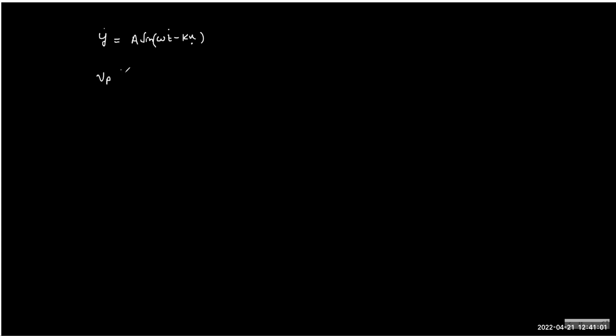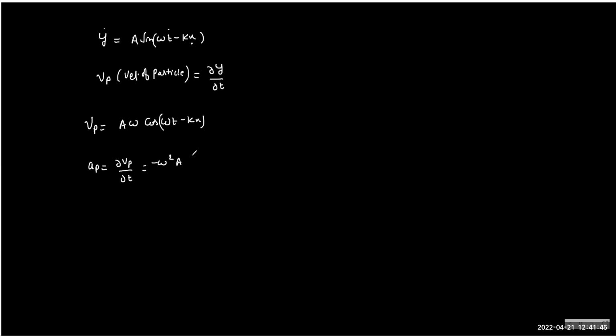So finding the velocity of the particle means differentiating y with time, because it's a multivariable function. So we use the partial derivative to get the velocity of the particle. So Vp we can write as del y by del t, and if you differentiate with time, you get a omega cos of omega t minus kx. If you want to know the acceleration of the particle, then differentiate once more. You get minus omega square a sine of omega t minus kx, and the kx really doesn't matter because we are taking the partial derivative in time, so x acts as a constant. So no need to worry.